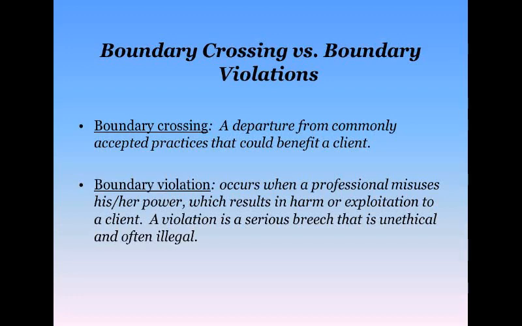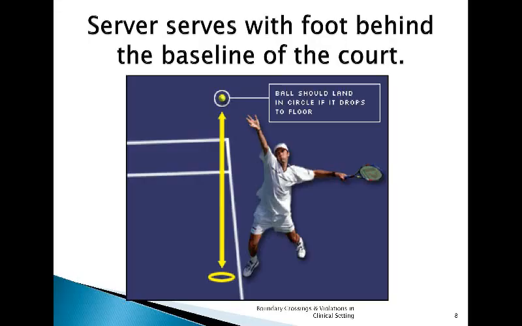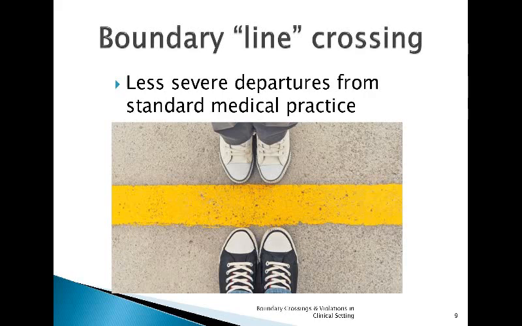It occurs when clinicians use their position of trust and authority for their own pleasure or benefit, or for the benefit of others. A boundary violation is unethical, can be harmful, or potentially harmful, to the patient, and is often illegal. For example, the tennis player must serve with the foot behind the baseline of the tennis court. If the player's foot transgresses over or beyond the baseline, that constitutes a faulty serve due to the foot crossing. When a clinician crosses a boundary line, that is considered a non-severe departure from standard medical practice.